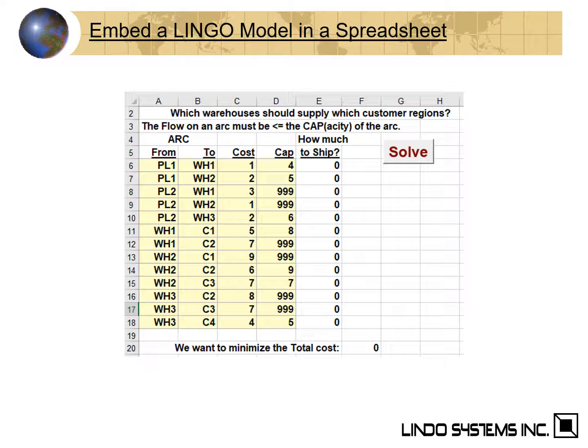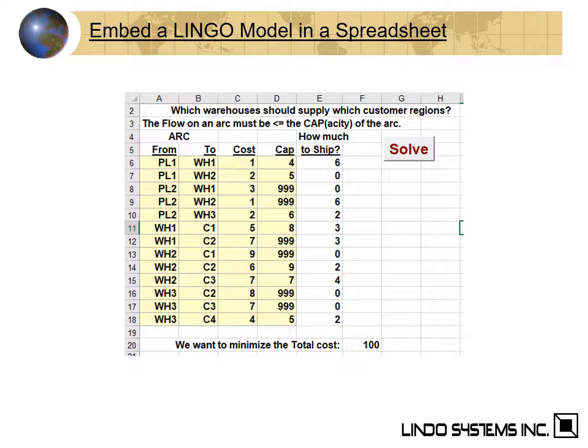From plant 2 to warehouse 1, cost is 3. There's no limit on how many you can ship there. And the objective is to find the lowest cost shipment combinations from plants to warehouses to customers, satisfying the capacity constraints and the demand constraints. So if we click on the Solve button, we should see what the shipments are for those decision variables of how much to ship.